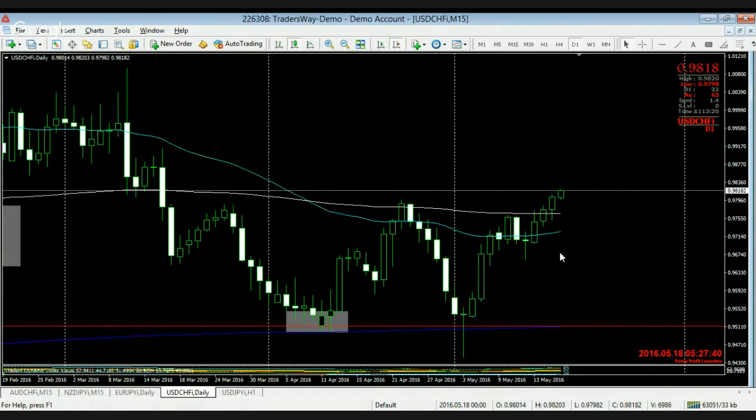Now what do you look for? You look for an engulfing candle. What's an engulfing candle? An engulfing candle is a candle that basically devours the previous one. It's bigger than the previous candle. An engulfing candle normally is used as a reversal formation. Engulfing candle is normally colored in the direction where the reversal is going to.